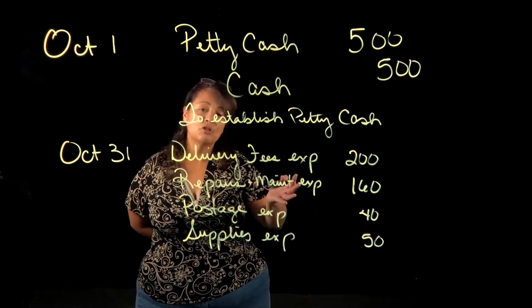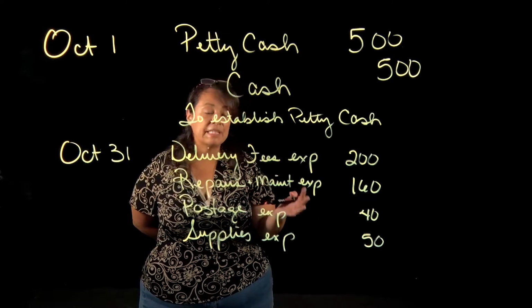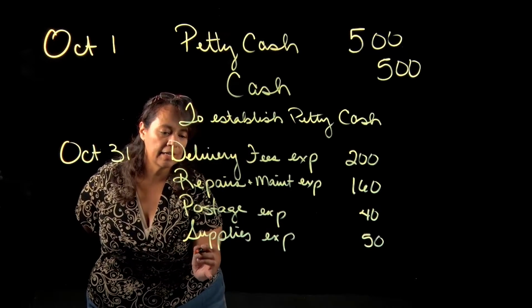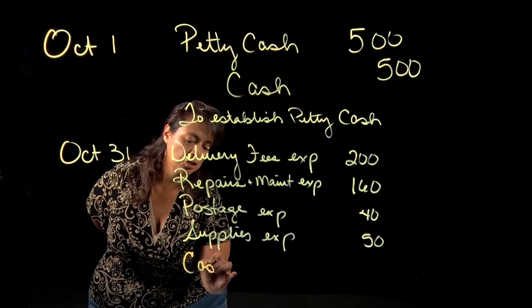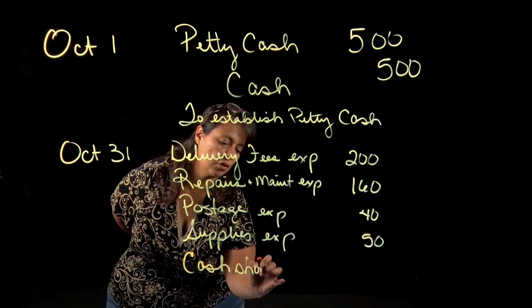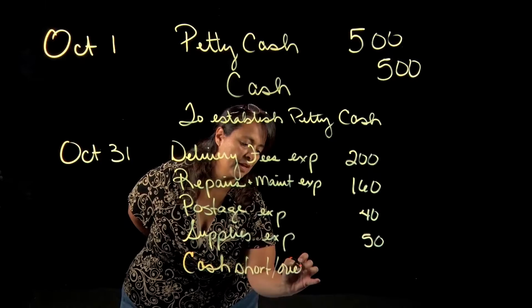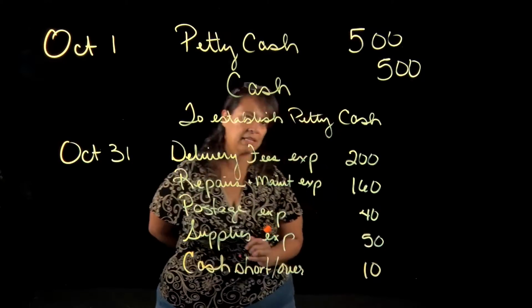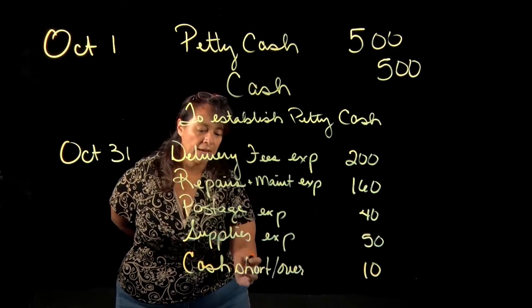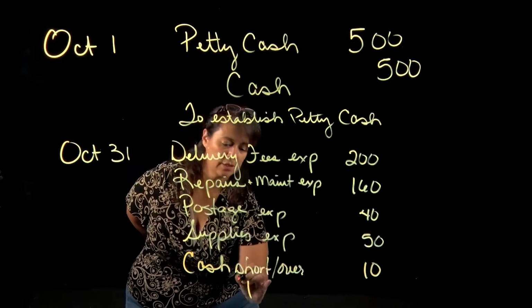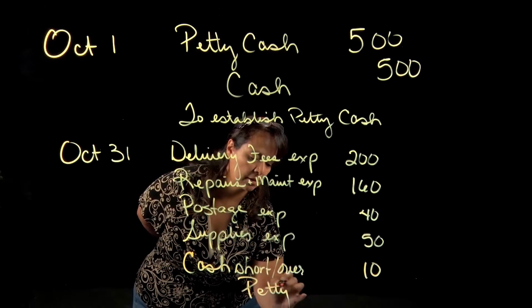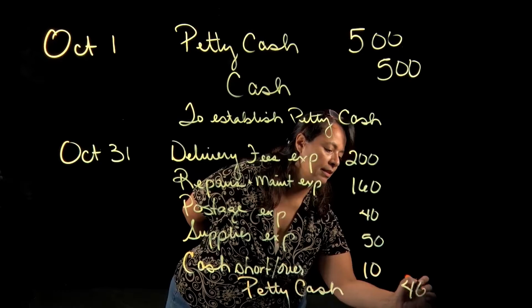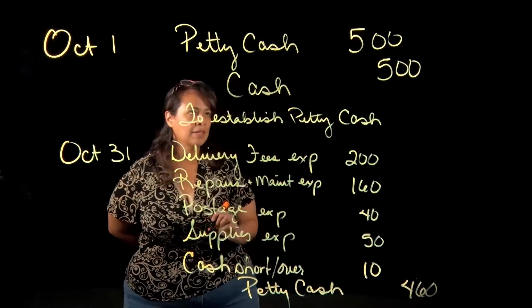Sometimes that happens. There's cash missing, or there's a receipt that wasn't turned in. What do we do? We actually take care of it in an account called cash short/over. And in this case, we need a $10 adjustment. All right. And then our credit is going to be to petty cash for the $460.